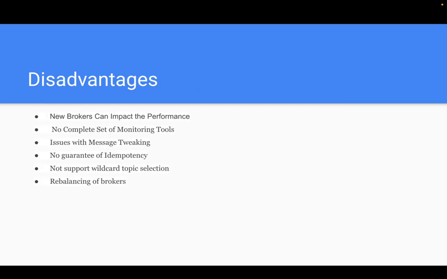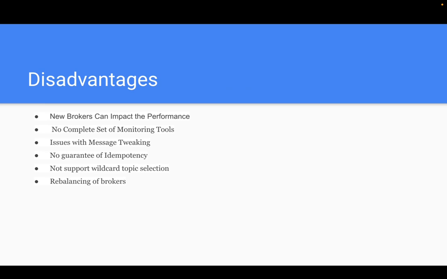There are a few disadvantages when using Kafka. One is that if you are adding new brokers while the system is already running, it can impact performance. For monitoring, you have to configure your own monitoring tools, as there are no monitoring tools available.